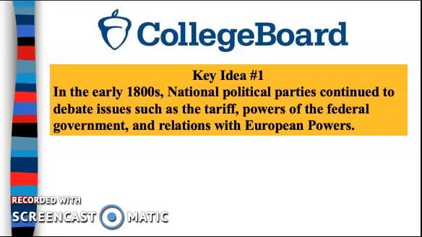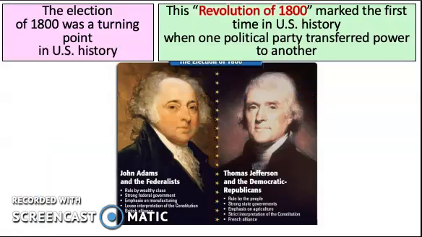So let's go ahead and get started here with our first key idea, which says that in the early 1800s, national political parties continued to debate issues such as the tariff, powers of the federal government, and relations with European powers. And this is much the same argument that we had left off with. In our last lecture, in the last unit, the very last thing we talked about was this revolution of 1800.